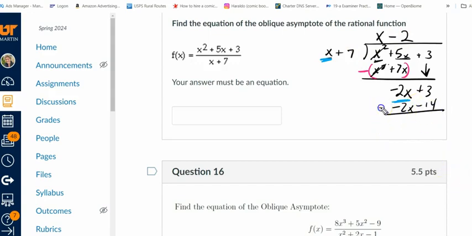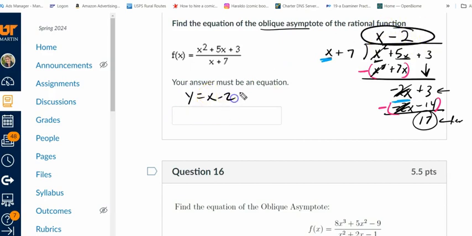And then I subtract this line. Negative 2x plus 2x, they cancel. And then I'm going to have 3 minus negative 14, 3 plus 14, which is 17. And this is a constant. See, I wasn't done here because this had degree 1, and you're not done until you get degree smaller than your divisor. So we're done. That's our remainder. So the oblique asymptote, the slant asymptote, has equation y equals x minus 2. So I want to type that in without any spaces.